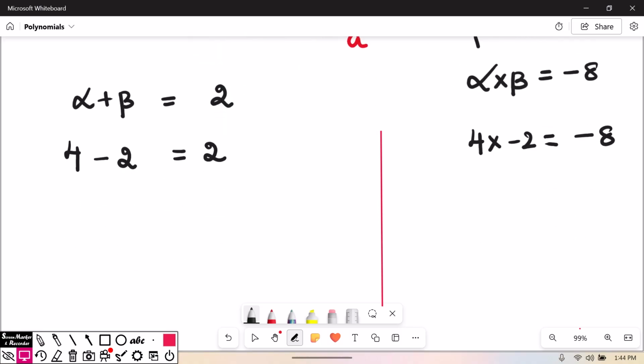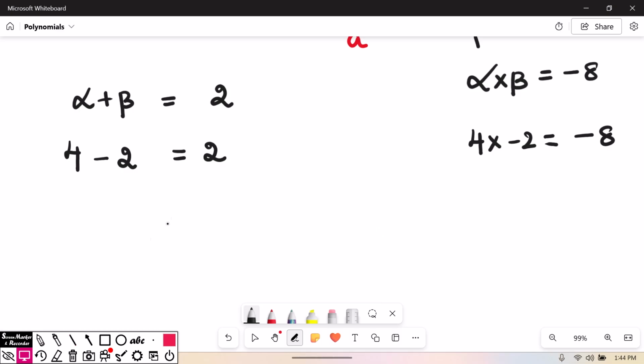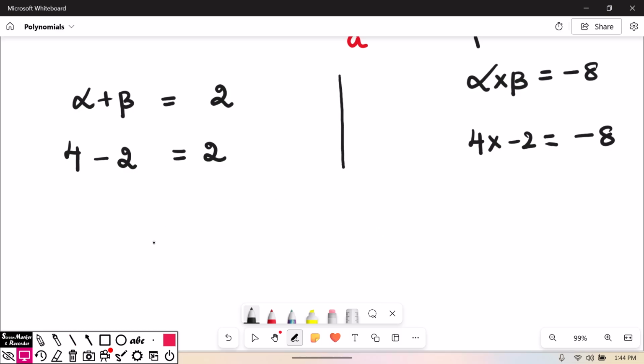So from this, you can say both are verified. Hence, the relationship between the zeros and the coefficients is verified. Thank you. We'll look into the next problem in another video.